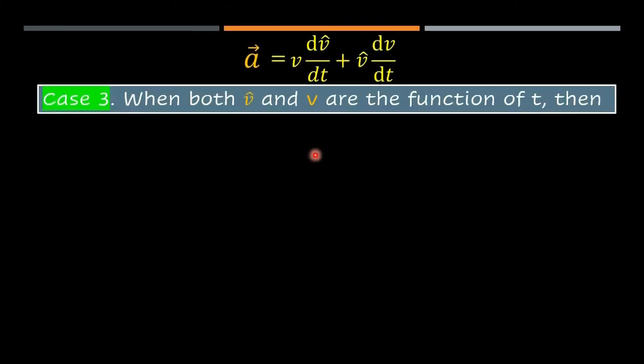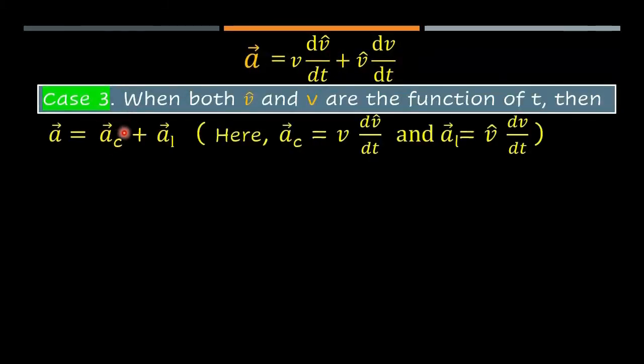Now let us discuss case number 3, in which both the direction and magnitude of the velocity change with time. That means v cap and v both are functions of time. Then this acceleration will be the combination of two accelerations. One is the centripetal acceleration, another is the linear acceleration. Centripetal acceleration is equal to v dv cap by dt, and linear acceleration is equal to v cap dv by dt.